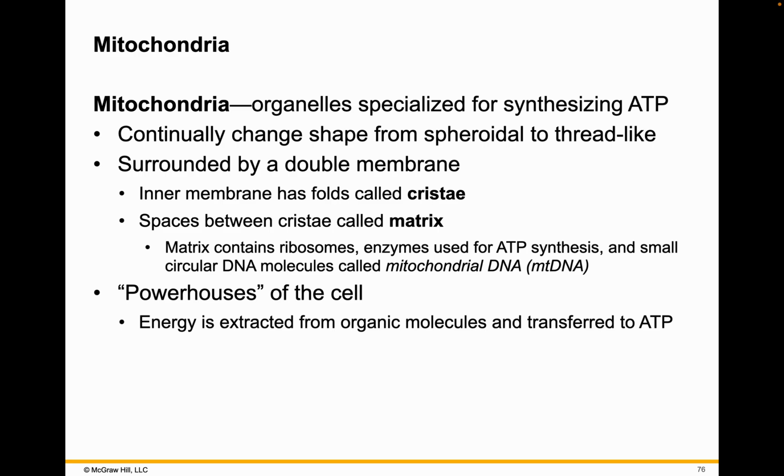Mitochondria are the powerhouse of the cell. They synthesize ATP. They change their shape, although we often look at them as a bean. Surrounded by a double membrane, the inner membrane has folds called cristae. The space inside the inner membrane is the matrix, and the matrix contains ribosomes and enzymes used for ATP synthesis and small circular DNA called mitochondrial DNA. Again, powerhouse of the cell. Energy from glucose is transferred into the bonds of ATP.